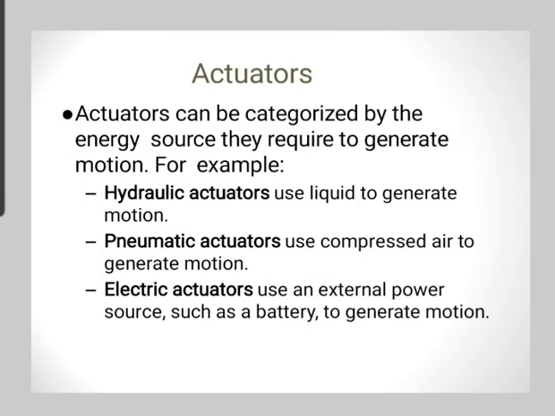So what are actuators? An actuator can be categorized by the energy source it requires to generate a motion. For example, hydraulic actuators use liquid to generate the motion. Pneumatic actuators use compressed air to generate a motion. Electric actuators use an external power source such as a battery to generate the motion.